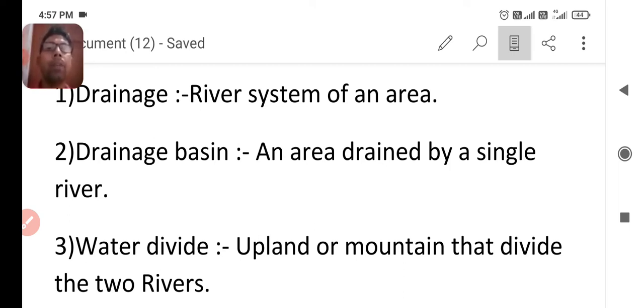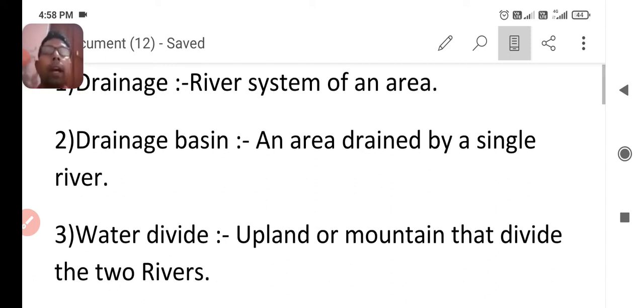Drainage is the river system of an area, and the next is drainage basin, an area drained by a single river. For example, you are a habitant of UP, and in UP there is an area drained by the Ganga river. So you can say that our drainage basin is drained by the Ganga river. It means drainage basin is an area drained by a single river. I think you got the point.